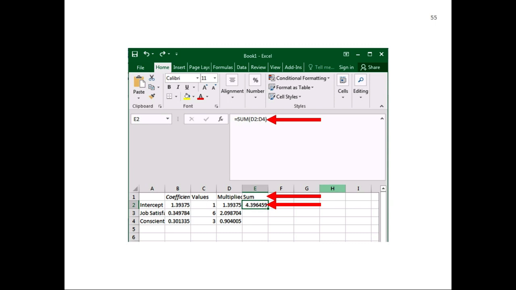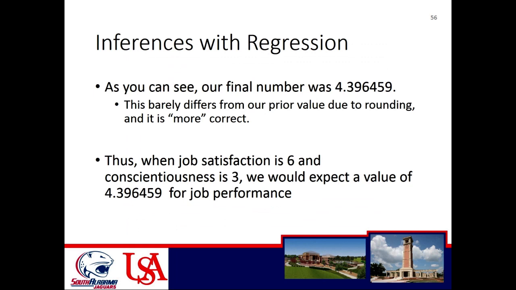We want to go ahead and label this column. I like to label it sum. And as we can see, this is our final result. This is what our y hat would be. This is our predicted value of the outcome given these specified values. So in this example, given a job satisfaction score of 6, given a conscientiousness score of 3, we would expect our outcome, or job performance, to have a value of 4.396. And that's all this slide is saying.